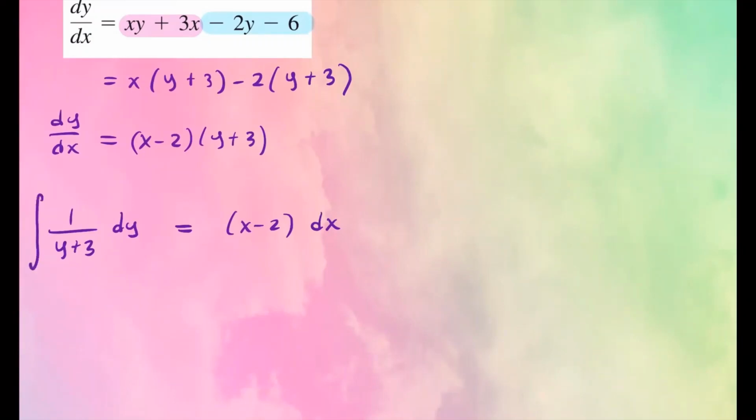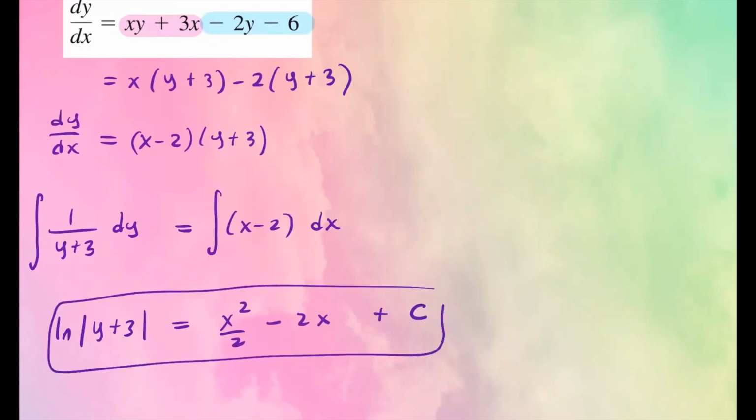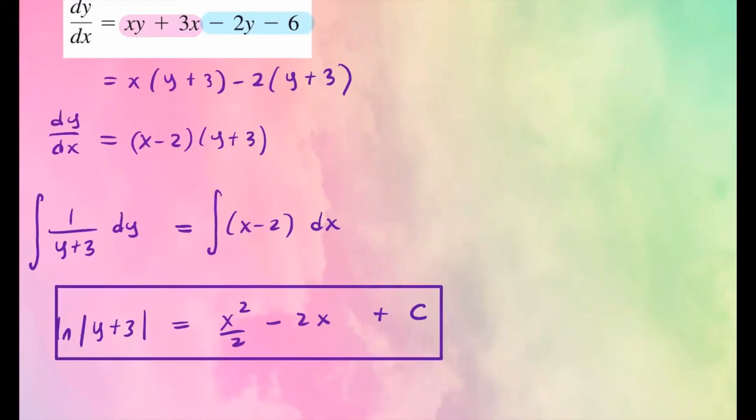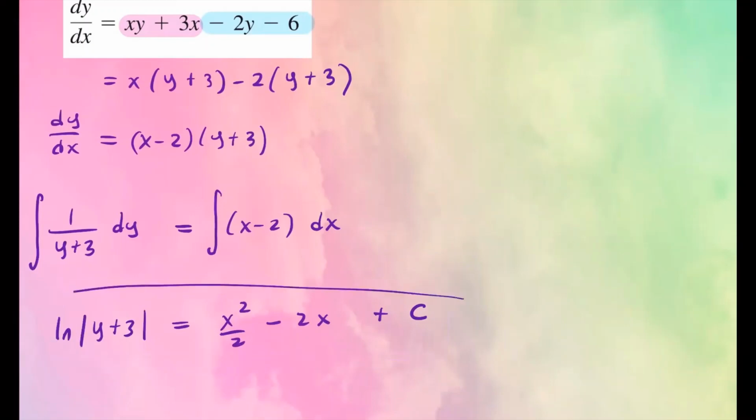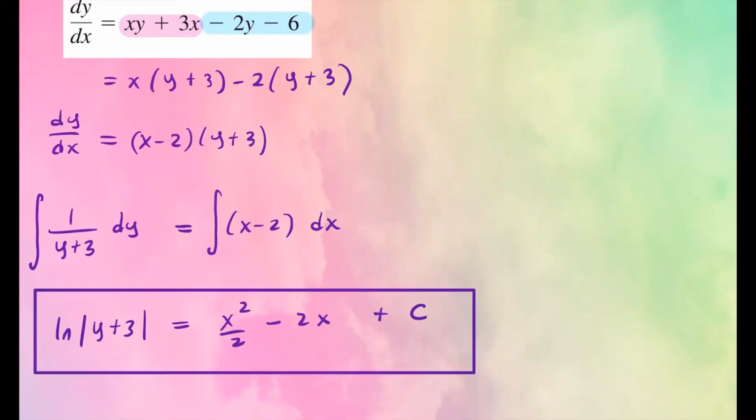We integrate the left-hand side with respect to y, and we integrate the right-hand side with respect to x. The integral on the left-hand side is ln of the absolute value of y plus 3. And on the right-hand side, we can use the power rule of integration: x squared over 2 minus 2x, and we tag along the integration constant plus c. And that's pretty much it. This is good enough. That's our solution in implicit form. If you want to write that in explicit form, you can also do that, but I'm going to stop right here.